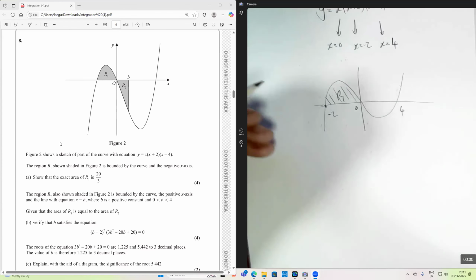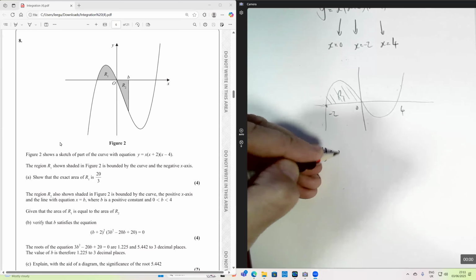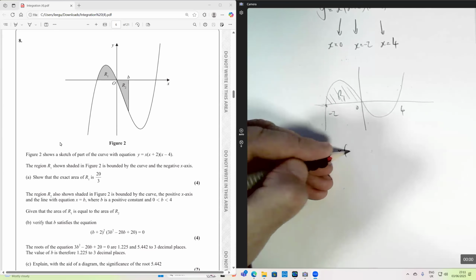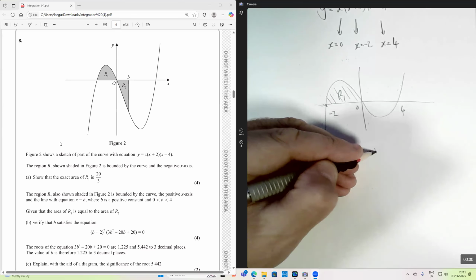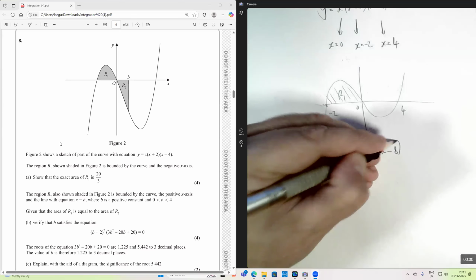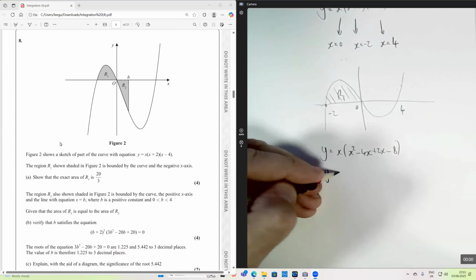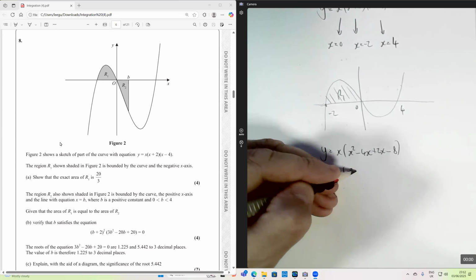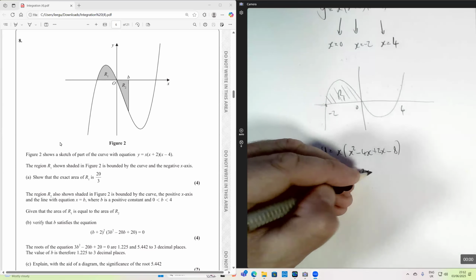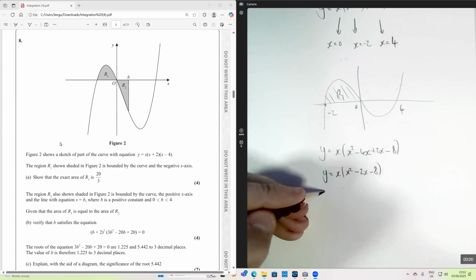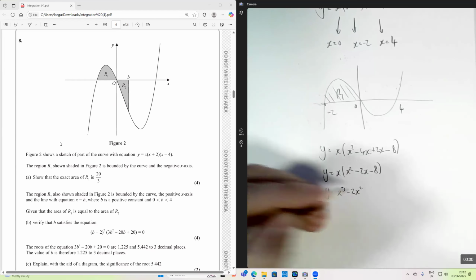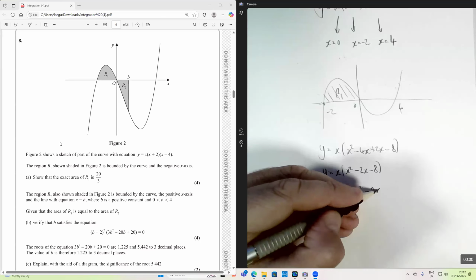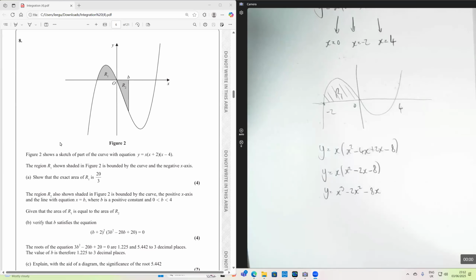So let's do that. In order to do that, I think we should first of all expand the whole thing. I'm going to expand first of all the quadratic. That's going to give me x squared minus 4x plus 2x minus 8, which is x times (x squared minus 2x minus 8). And then when I expand that, that's going to give me x cubed minus 2x squared minus 8x. Okay, so that's my cubic.